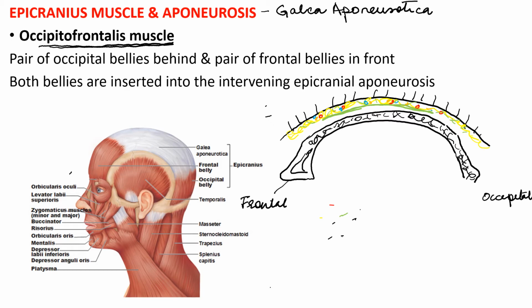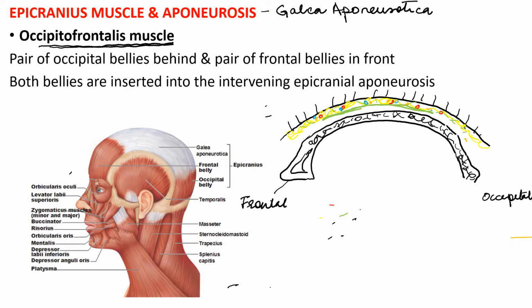So the occipitalis part of the occipitofrontalis muscle arises from, again, I don't have the brown, so I'm going to use this mustard for the muscle. It arises from the lateral two-third. The occipital belly arises from the lateral two-third of the superior nuchal line. Remember, the superior nuchal line was a line which was running from the external occipital protuberance towards the mastoid process. So from the lateral two-third of this arises the occipital belly.